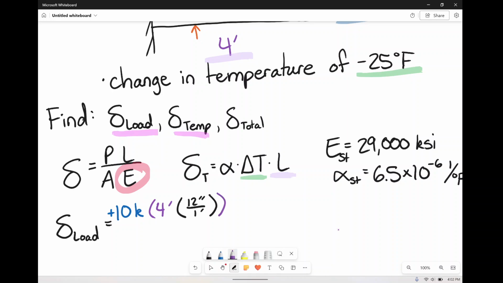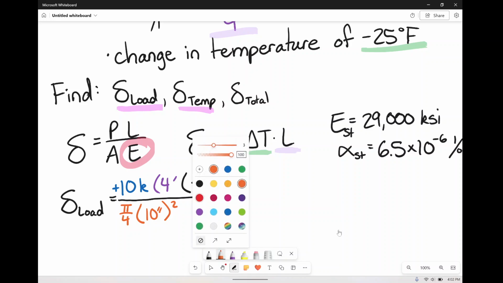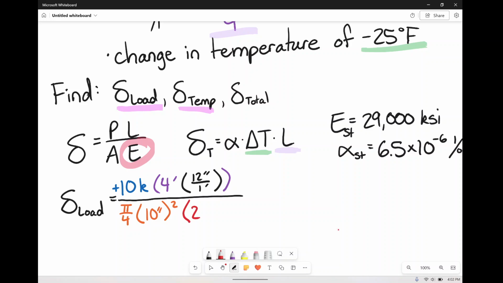So there we go, we have 12 inches in a foot divided by the area, which we have a diameter, so we can calculate an area. That's going to be pi divided by 4 times d, which is 10 inches squared. And lastly, E, let's go ahead and just stick that in red over here. E is 29,000 KSI. So ta-da, not anything new, not anything difficult here. We're going to get positive 0.000211 inches. Okay, that's load, that wasn't temperature, so that's nothing new.